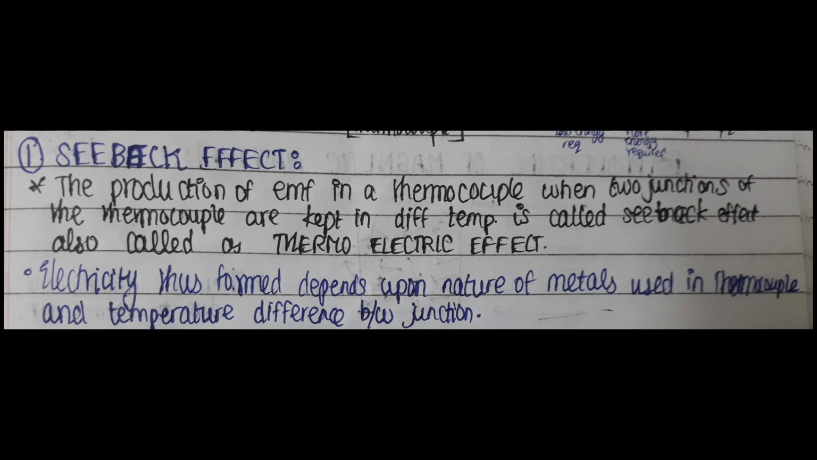The electricity thus formed depends upon the nature of the metals. So, if one metal has high free electron density and the other metal also has the same free electron density, there will be no EMF created. If one metal has high free electron density and the other metal has low free electron density, then an EMF is created. To maximize this EMF, we take antimony and bismuth.